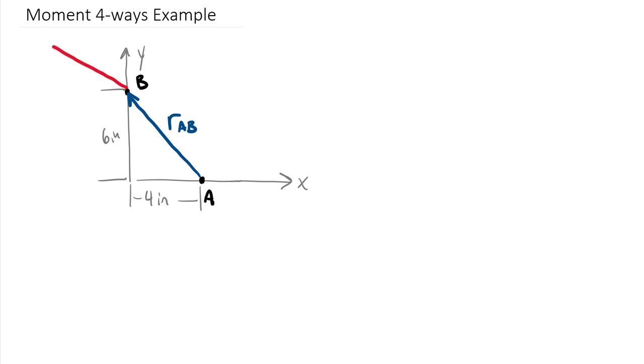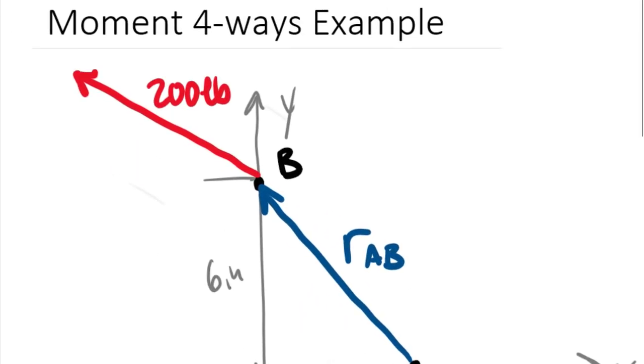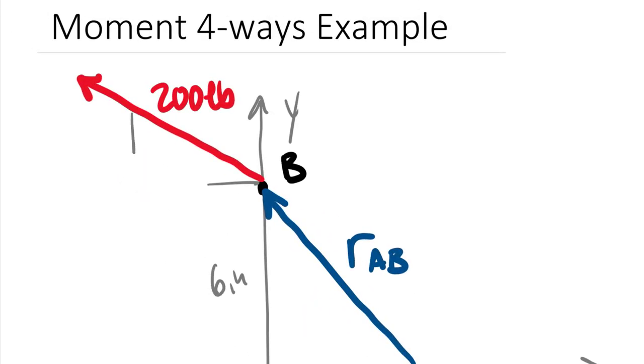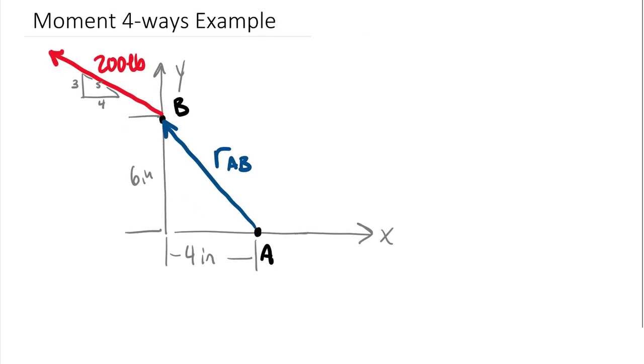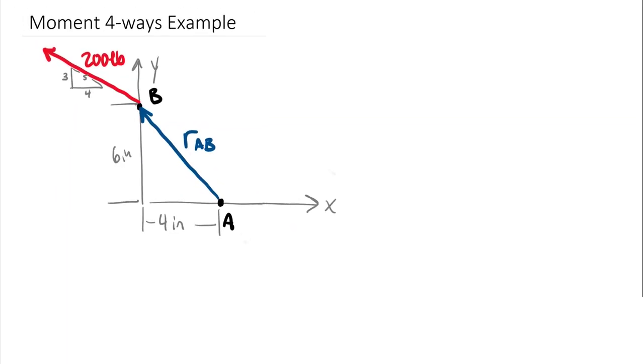Here is our force vector, a little shallower angle than the line of AB. This is a 200-pound force, and this 200-pound force is defined by an angle which is proportional to a 3-4-5 right triangle. So this would be the 3 side, this would be the 4 side, and the 5 side there along the hypotenuse. You could either solve for that angle if you wanted to, or you can just leave it as a 3-4-5. I'm going to leave it as a 3-4-5 because it makes our math even a little bit easier to compute.